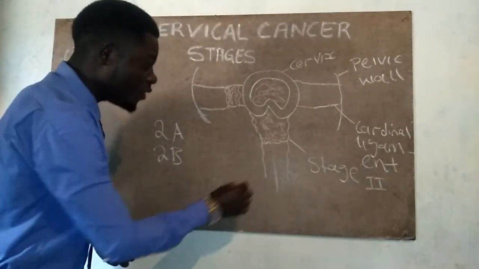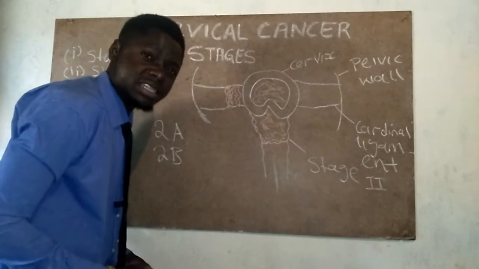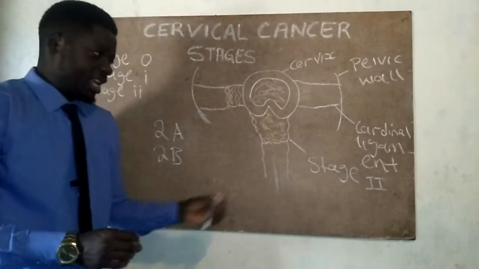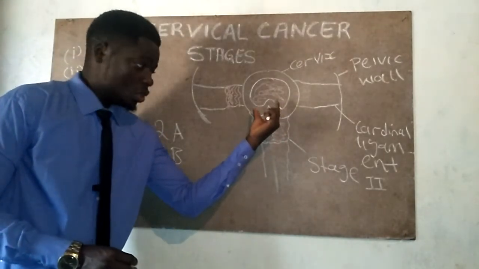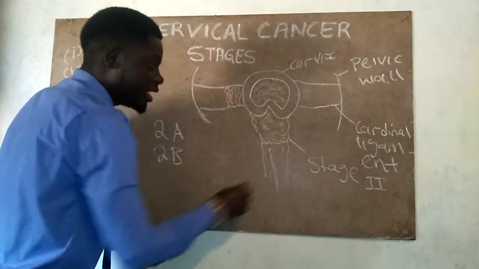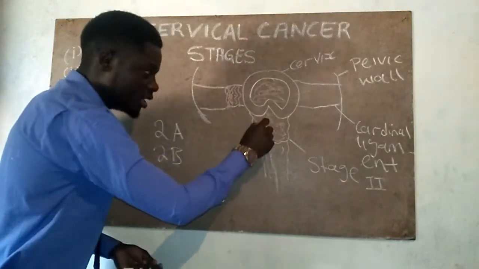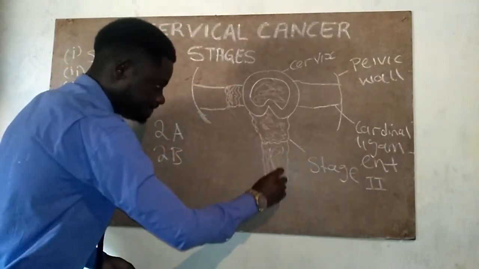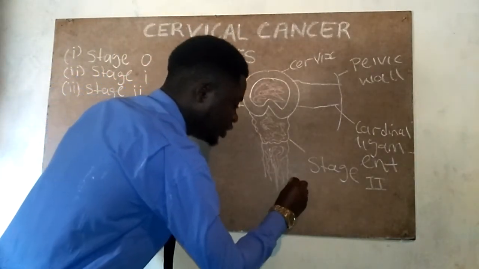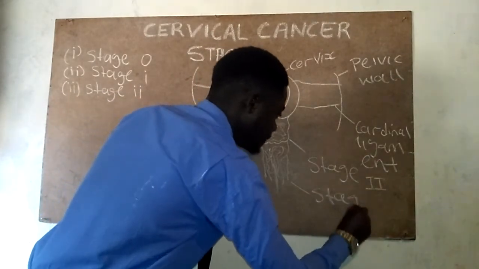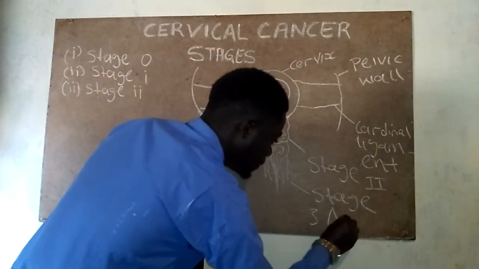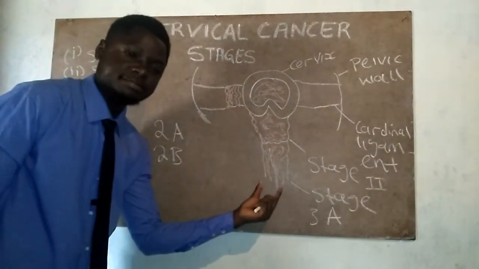Now stage 3. Stage 3 is going to involve the whole part of the vagina being affected. And it's going to spread from the cervix towards the whole part of the vagina. So that is stage 3. The cancer has now moved from the cervix, stage 2, stage 3. When it involves the whole part of the vagina here, that is stage 3A. So this is stage 3A of cancer.